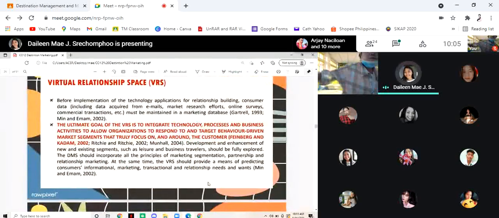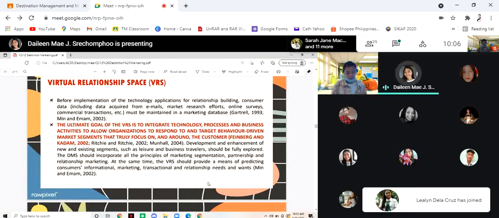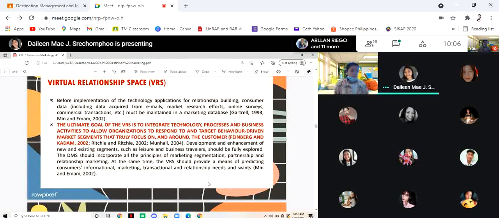Tapos, the ultimate goal of VRS is to integrate technology, process, and business activities to allow organizations to respond to and target behavior-driven market segments that truly focus on and around the customer. So yun, pag-integrate ng technology, process, and business activities, ang pinakang goal ng VRS sa kanilang mga customers. Development and enhancement of new and existing segments such as leisure and business travelers should be explored. The DMS should incorporate all the principles of market segmentation, partnership, and relationship marketing. At the same time, the VRS should provide the means of predicting consumer informational, marketing, transactional, and relationship needs and wants. So, yun.